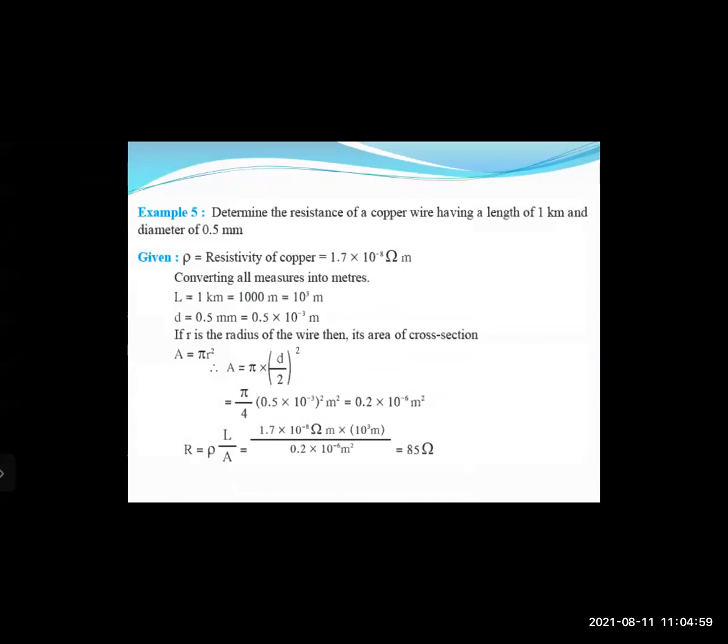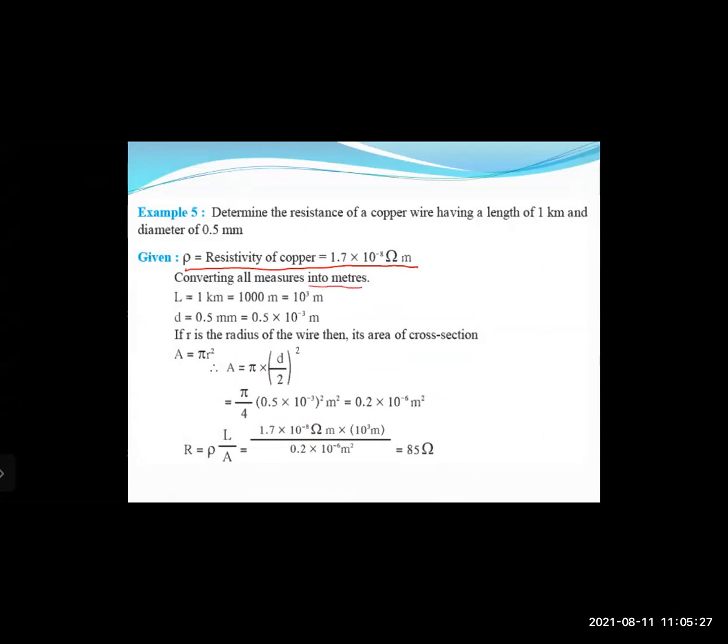Next question. Determine the resistance of a copper wire having a length of 1 kilometer and a diameter of 0.5 millimeters. Now, this is a numerical relating to resistivity, right? The resistivity of copper is given as 1.7 into 10 raised to minus 4 ohm meter. We will now convert all the measures into meters.